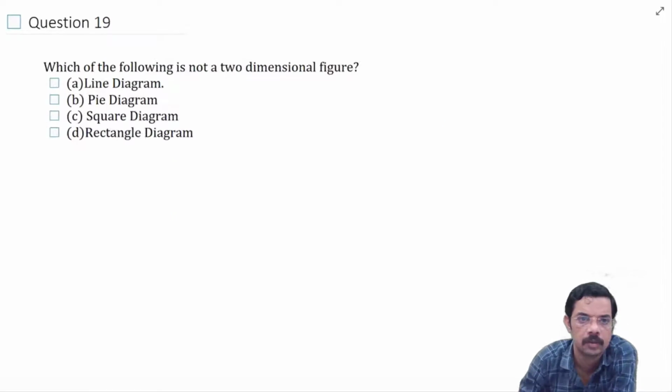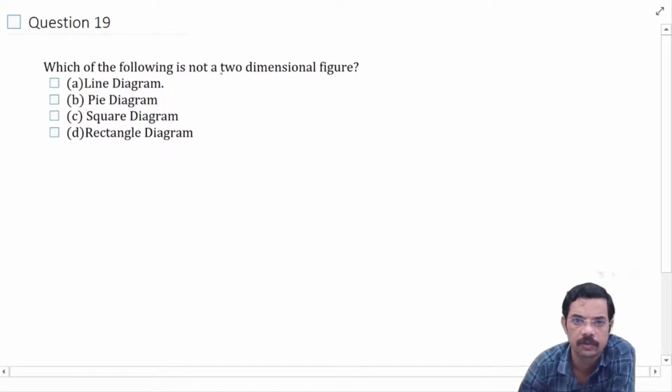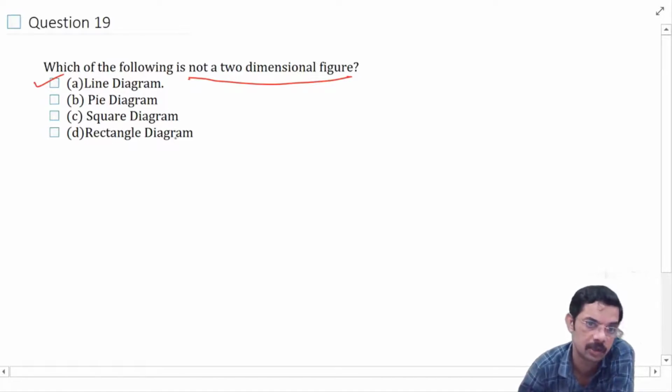Next question. Question number 19. Which of the following is not a two-dimensional figure? A line diagram, a pie diagram, square diagram or rectangular diagram. We are asked not a two-dimensional figure. So here line diagram is not a two-dimensional figure. This appears to be your correct answer, but let us see whether these are also not two-dimensional or not. Pie diagram is a two-dimensional figure, square diagram is a two-dimensional figure, rectangular diagram is also a two-dimensional figure. So therefore we can say that line diagram is the correct option for this question.